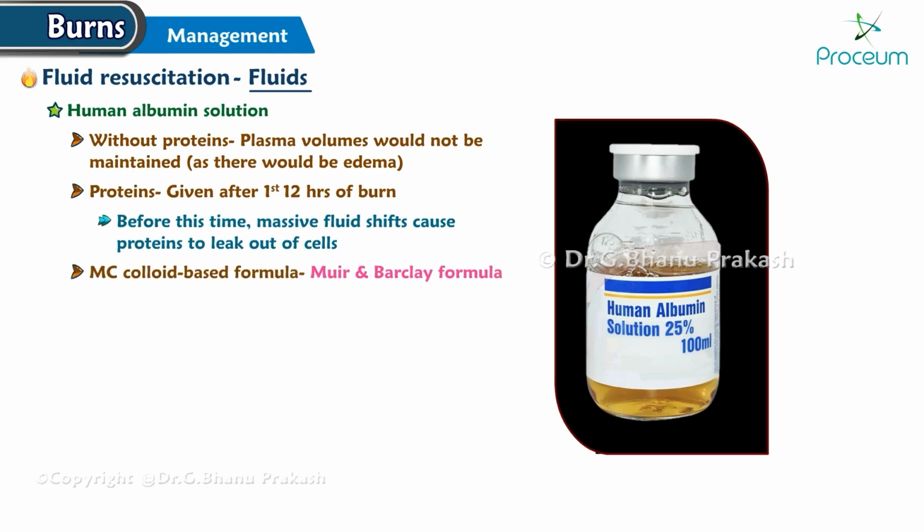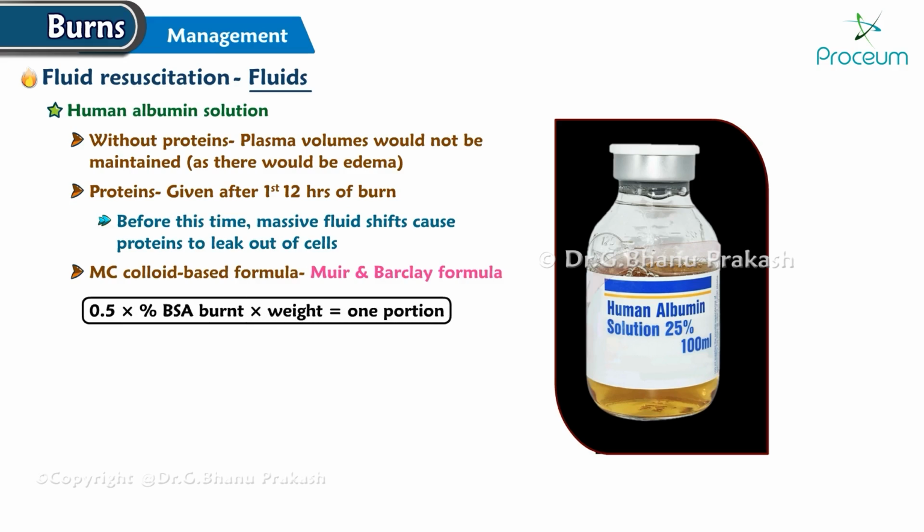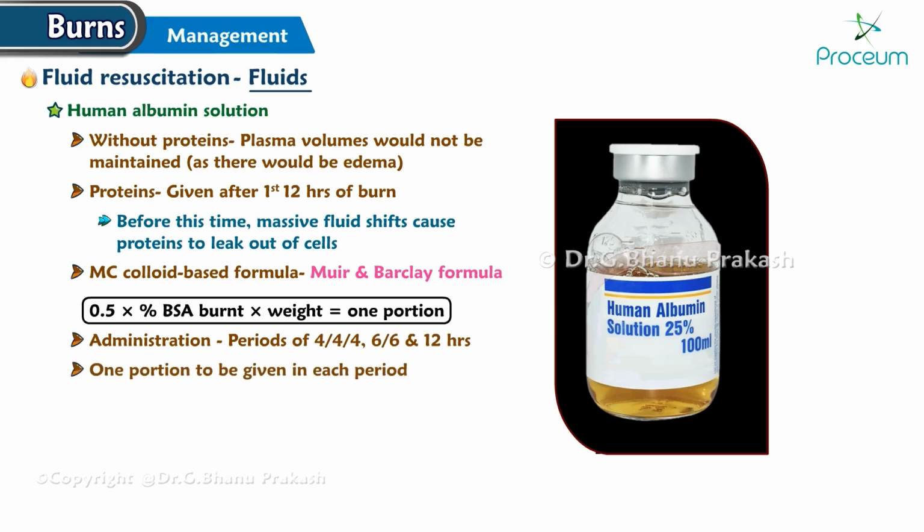The most common colloid-based formula is the Muir and Barclay formula. 0.5 multiplied by the percentage body surface area burnt multiplied by weight equals 1 portion. Fluid administration follows a rhythmic cadence with periods of 4 by 4 by 4, 6 by 6, and 12 hours, respectively. One portion is to be given in each period.